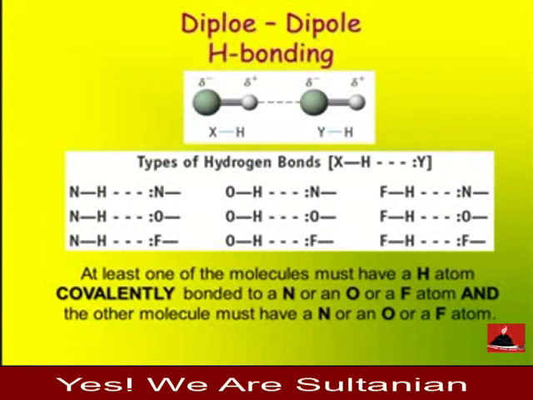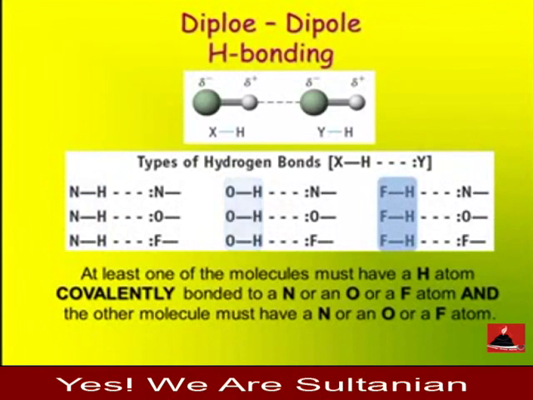Many molecules that undergo dipole-dipole intermolecular attraction undergo a specific type, which is called hydrogen bonding. In order for a molecule to engage in hydrogen bonding, a hydrogen on one molecule must be covalently bonded to either a nitrogen, oxygen, or fluorine atom.